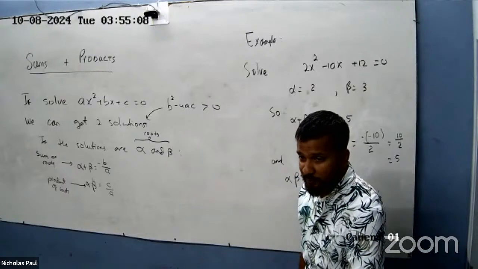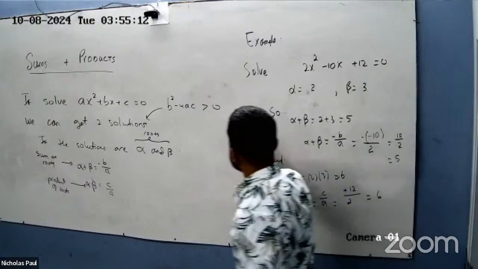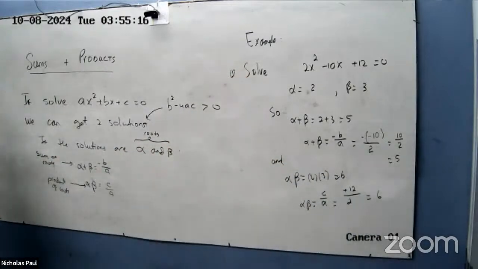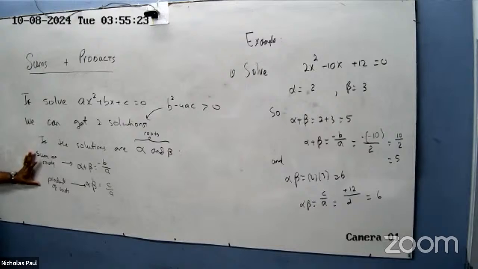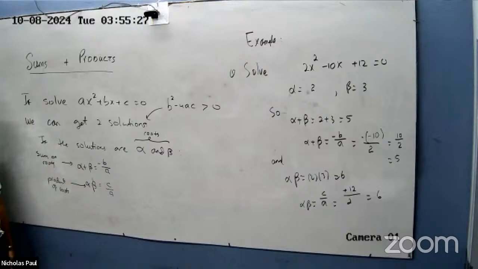Okay with that? So the rules are true. Copy it down. That's just a check to see that the rules are true. Okay with that? So this is what I wanted you to learn: the sum of the roots is this, the product of the roots is this.